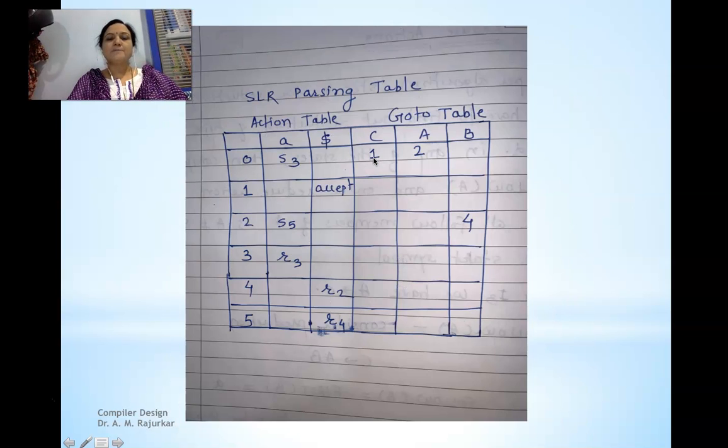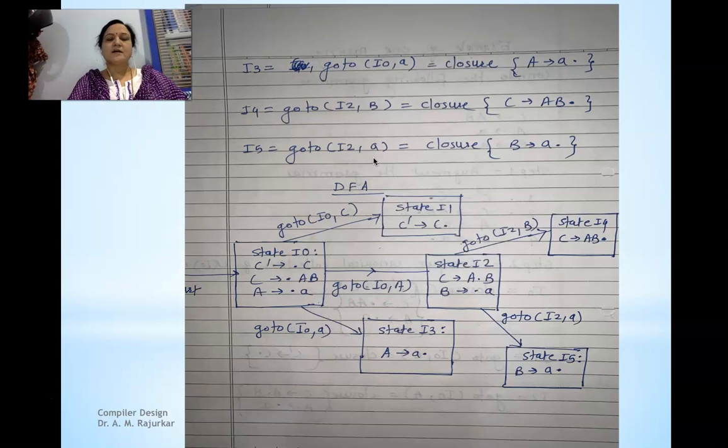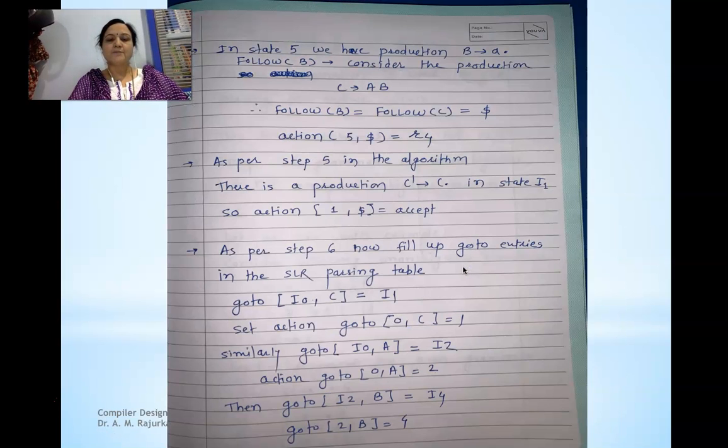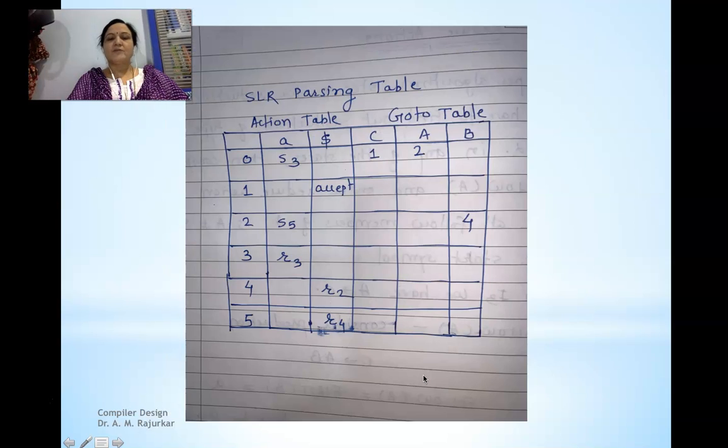Similarly, see the next state. In I0 we are having one more transition on a non-terminal, that is capital A. So from I0 on A, the transition is going to I2. So the go to entry will be 0 comma A equals 2, because there is a transition from I0 on A to I2. So the entry will be go to 0 comma A equals 2. So fill up that 0 comma A equals 2.